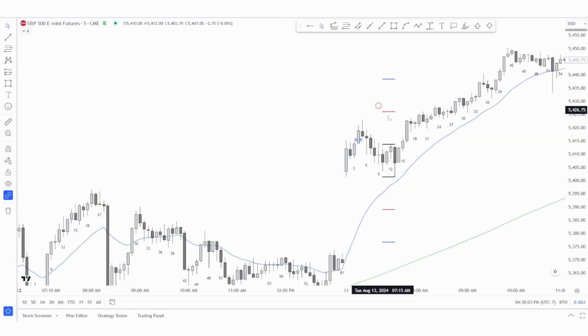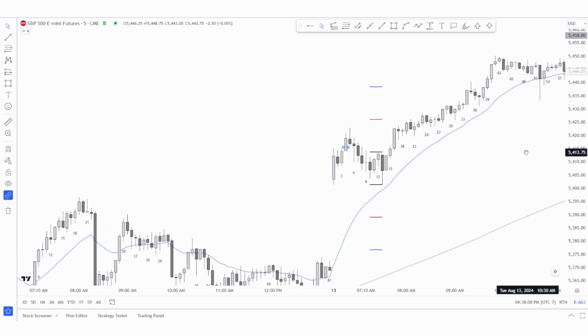First touch is a good buy. 20 bars above the EMA. First touch is a good buy. Price action is fractal. We're going sideways.